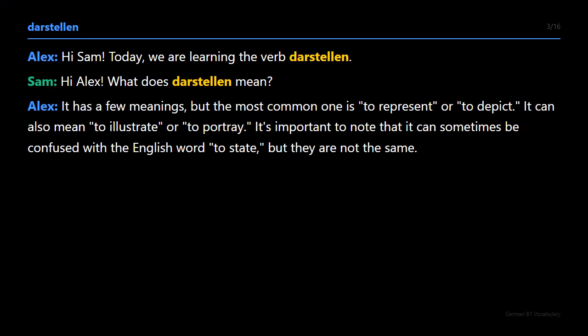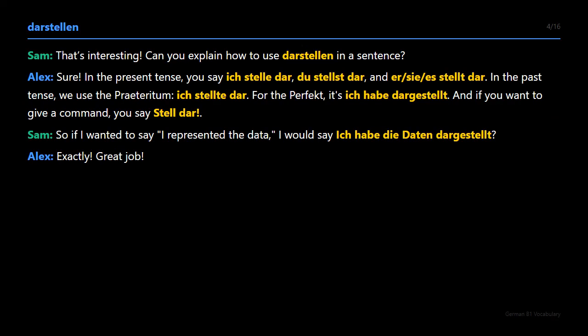It can also mean to illustrate or to portray. It's important to note that it can sometimes be confused with the English word to state, but they are not the same. That's interesting. Can you explain how to use darstellen in a sentence?